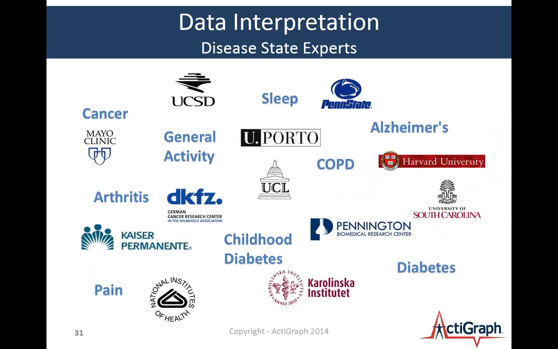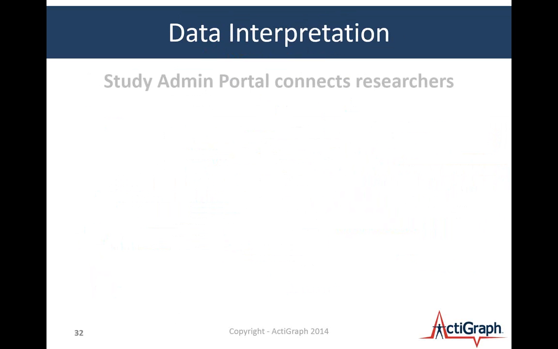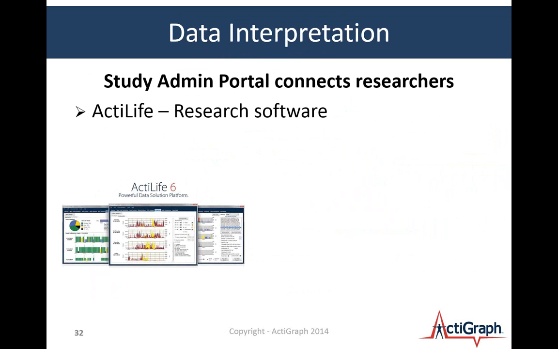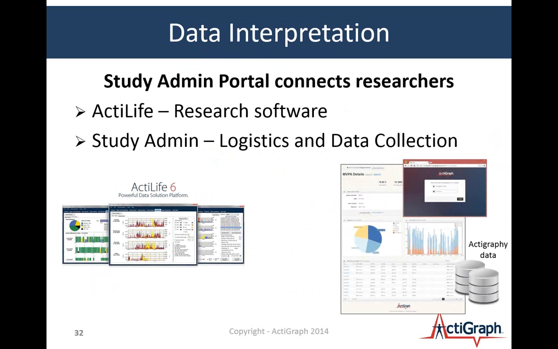And so how do I take that further? Okay, now that I've identified somebody, say, at University College London who is an expert in physical activity, how do I connect them? Well, primarily what we found is that the person at that college has used ActiLife, our research software that I've spoken about numerous times today. They're intimately familiar with that tool, which, as I mentioned, is a very detailed, low-level tool. And you, as the clinical trial organizer, have used the study admin for logistics and data collection.